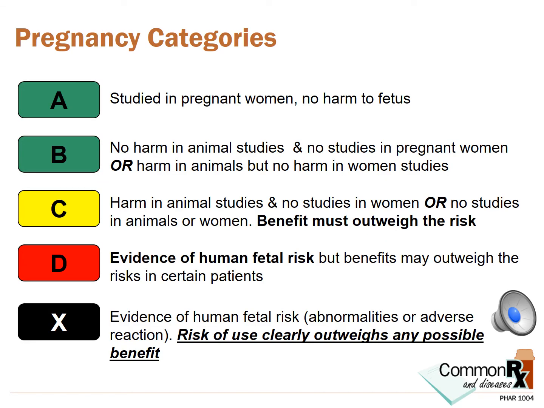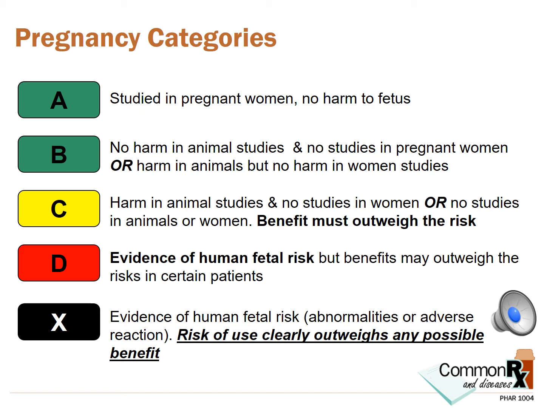Once drugs are approved by the FDA, they are given a pregnancy category. This category rating helps us determine if the medication is safe to use in women who are pregnant. Most new medications start out with a Category C designation. There are 2 reasons a drug can be classified as Category C.